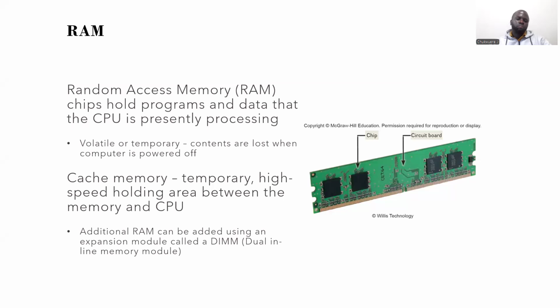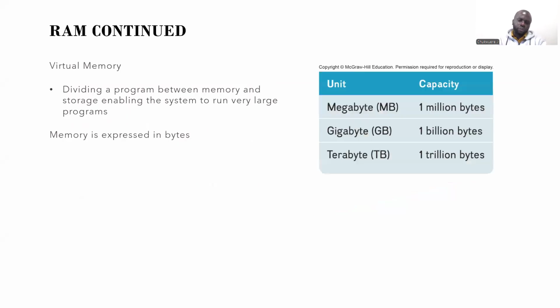On your RAM. Then also cache memory, a temporary high-speed holding area between the memory and the CPU, has been extended on that. Additional RAM can be added using your expansion module called what? Dual inline memory module, which can assist in expanding the holding area of your RAM. It also contains the virtual RAM, right? Dividing the program between memory and the storage, enabling the system to run very large programs.